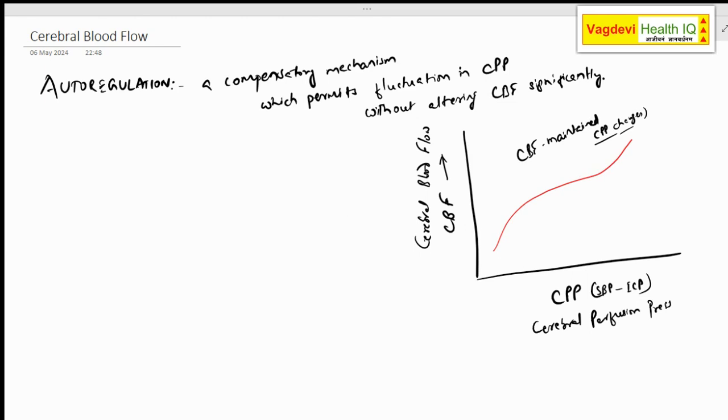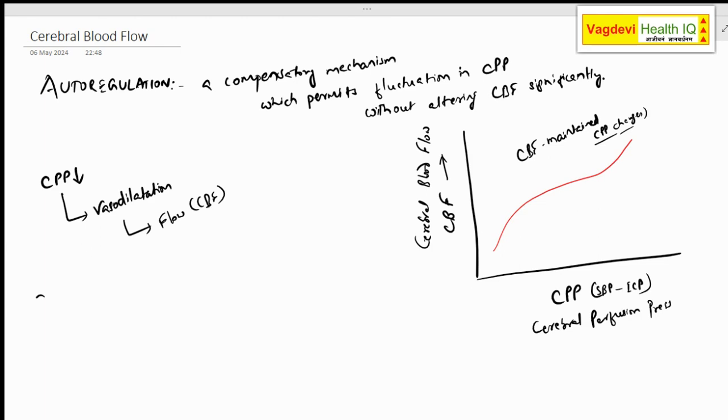Now suppose cerebral perfusion pressure drops. Okay, so it will cause what? Vasodilatation. If the pressure decreases, it will be vasodilatation, right? Yes. So it will maintain what? It will maintain the flow. I mean to say cerebral blood flow.